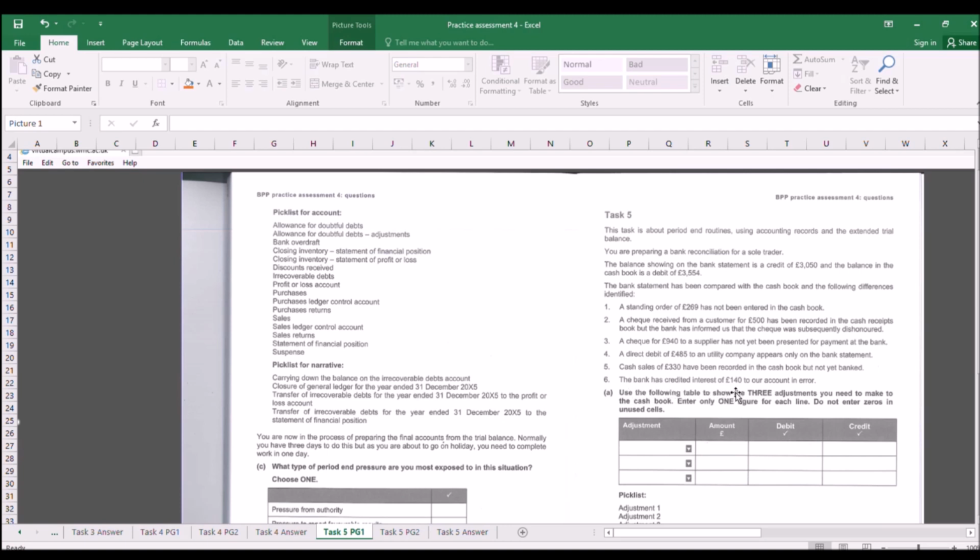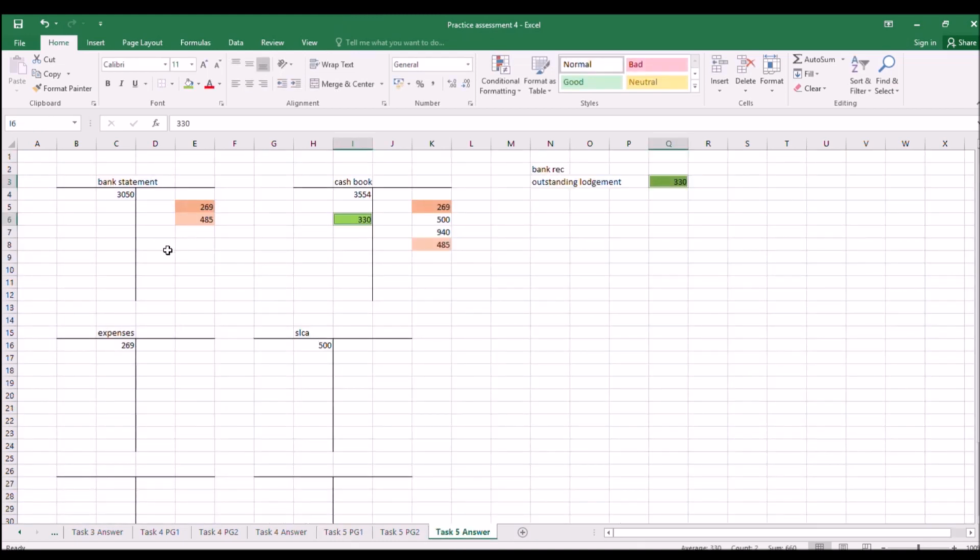Bank has credited interest of 140 to our account in error. Okay, that was in error. There's their error. Will need to be posted though.